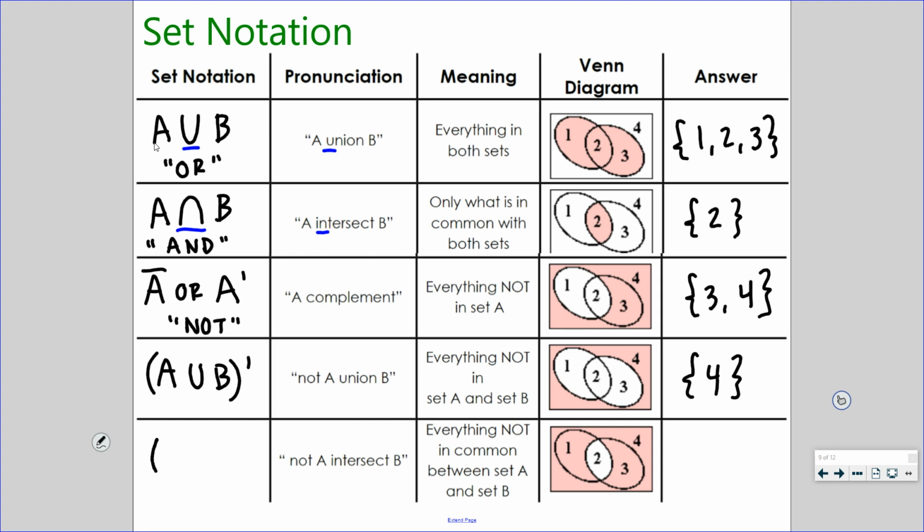Complement of the intersection: intersection notation, complement notation. You can read that out loud as the complement of A intersect B, or you can say not A intersect B. Again, think of what intersection means, what they share in common. So the complement is everything that's not that. In this case, that would be 1, 3, and 4.